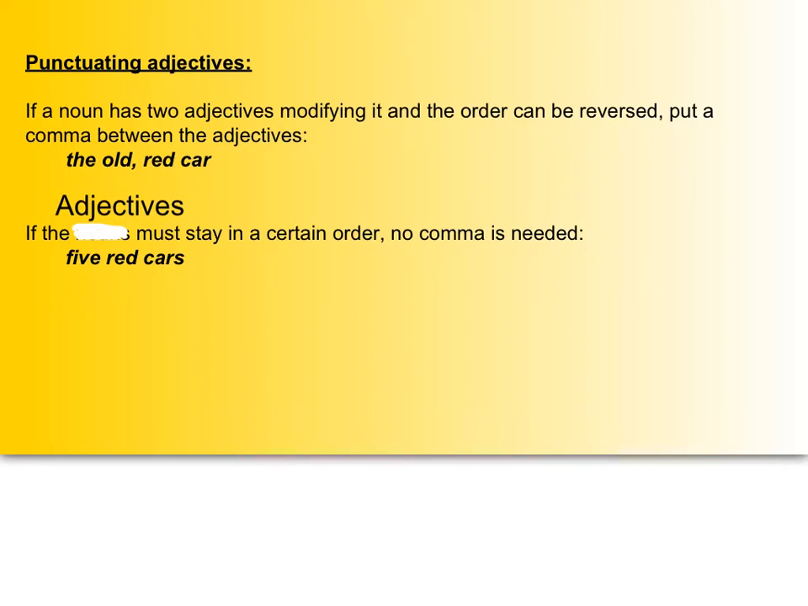Okay, a couple of notes on punctuating adjectives. If a noun has 2 adjectives modifying it and the order can be reversed, put a comma between the adjectives. So, for example, the old red car drove fast. The red old car drove fast. It doesn't matter which order these two go in, and because of that, you put a comma in between.